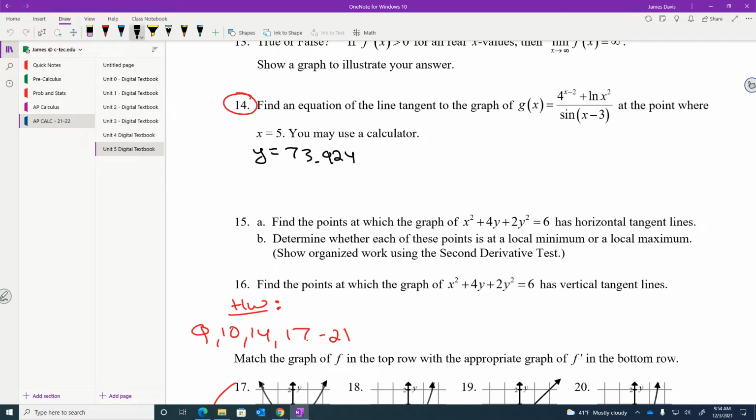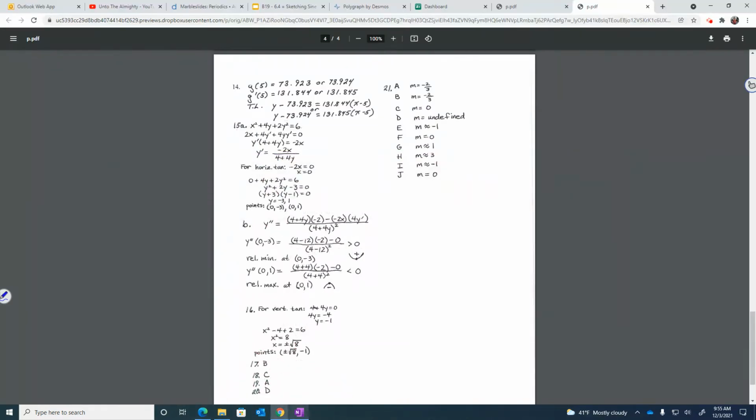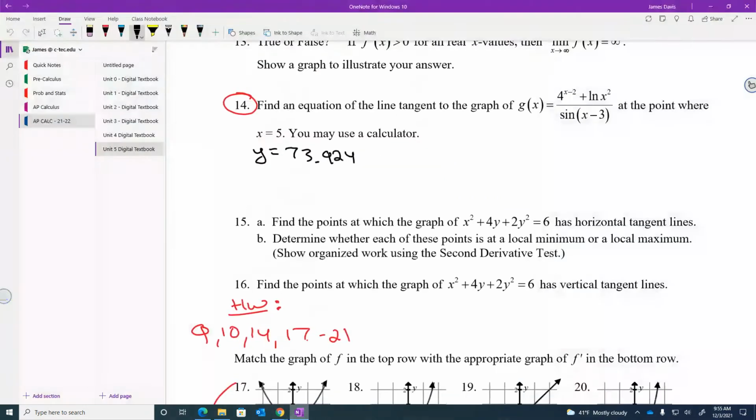You need to get a slope. It'd be a good time to remember how to do a derivative on your calculator. Do you remember how to do that? Then you would just do the derivative at that point to get your slope. The slope then is 131.845. So then you would just write your y minus 73.924 equals 131.845x.